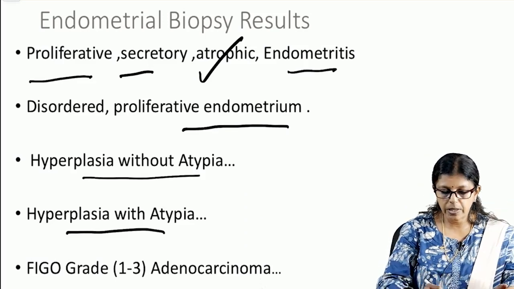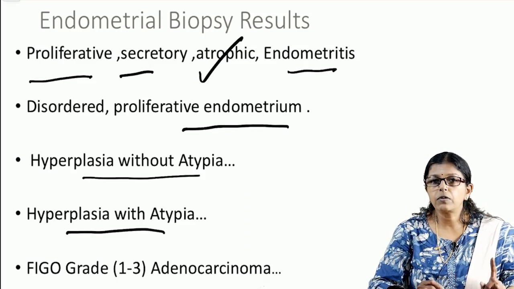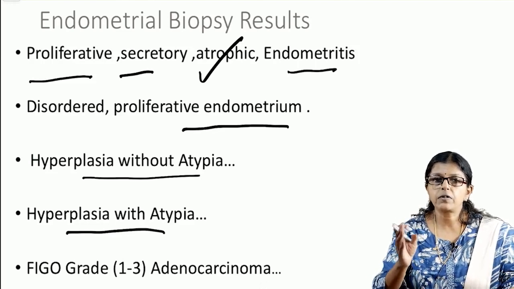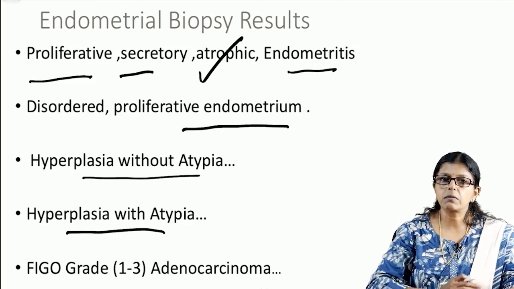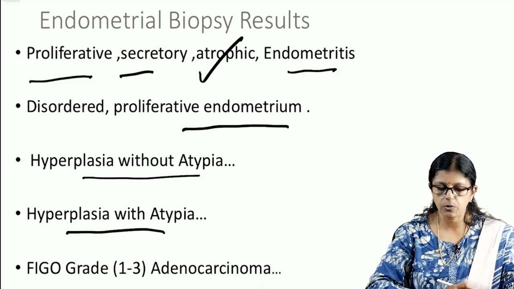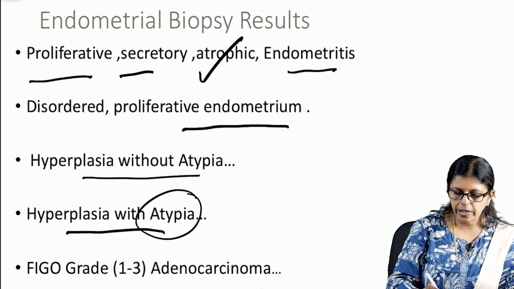And with hyperplasia, with or without atypia, if you are going to treat with progesterone, you need to follow up, repeat the sampling after 6 months and see whether this hyperplasia has regressed. If it has not, you might have to change your plan of treatment or continue your medication for some more time. Now what happens if you find atypia?